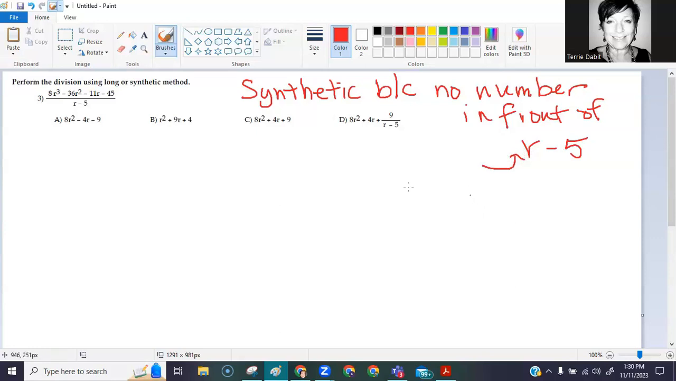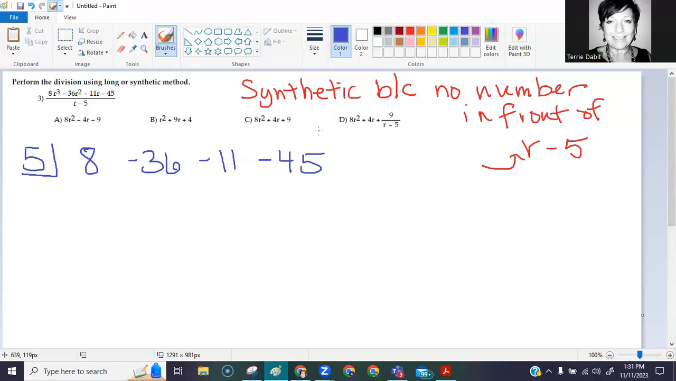So I'm going to go ahead and set up the problem. Remember, on the outside, we put the opposite. So the opposite of minus 5 is plus 5. And then I put my coefficients of all of the other numbers that will be on top. I've got an 8, negative 36.